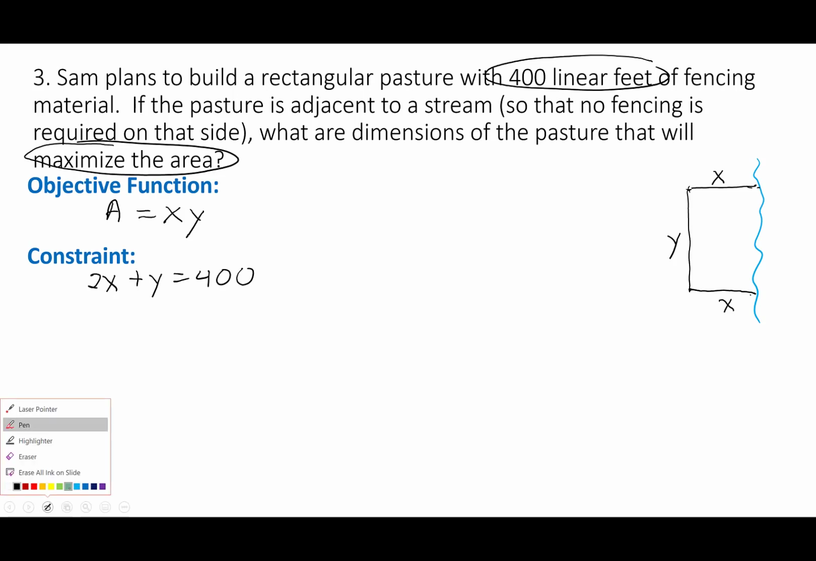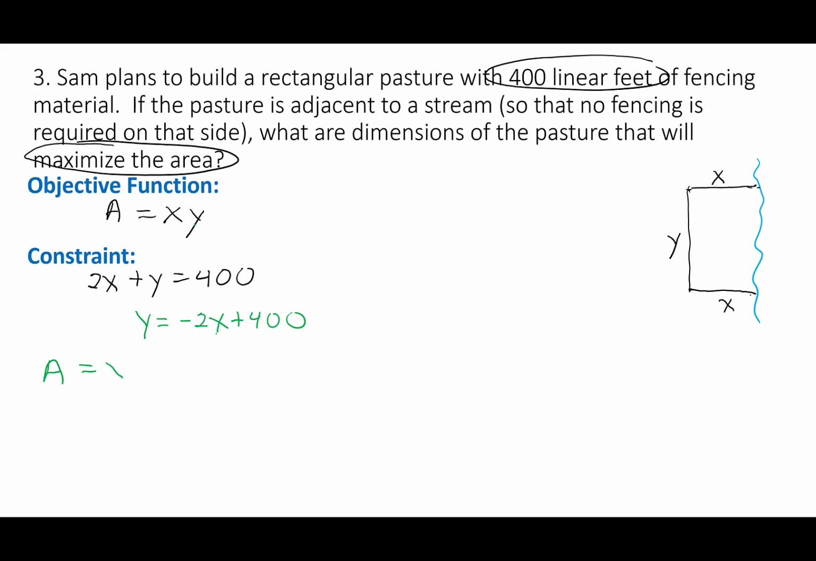Okay, so we have our objective function and our constraint. I'm going to go ahead and jump to solving this problem. The first thing I'll do is solve my constraint for y. So y equals negative 2x plus 400. And then for my area function, which I'm trying to maximize, I'm going to replace the y with negative 2x plus 400. The primary reason for doing that is that I can get my area function totally in terms of x. And then I'm going to have A equals negative 2x squared plus 400x.